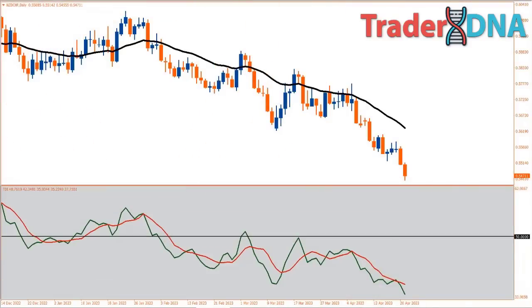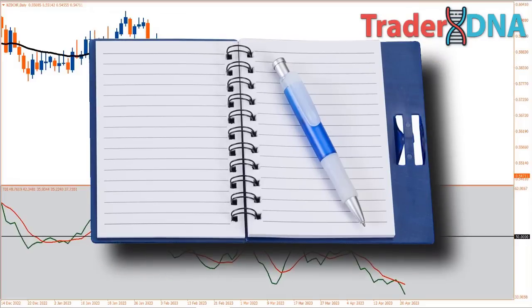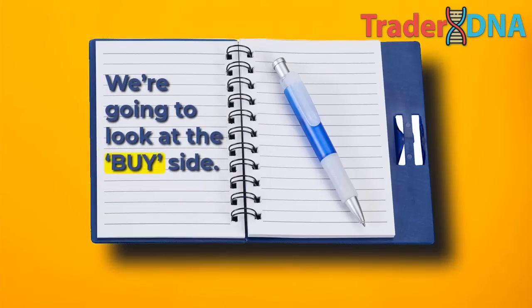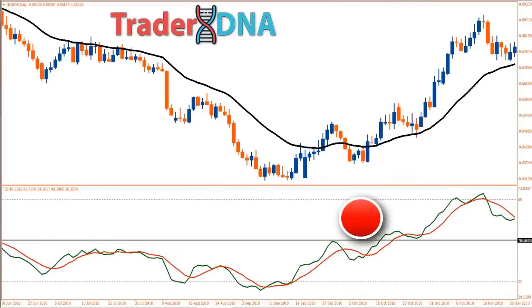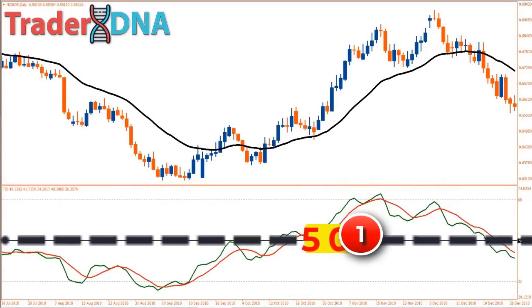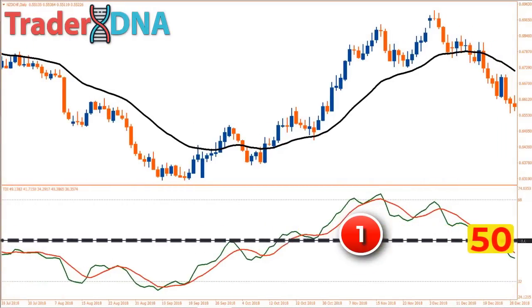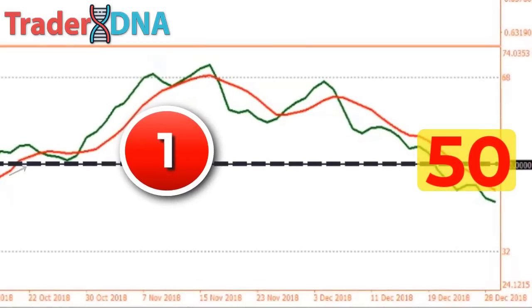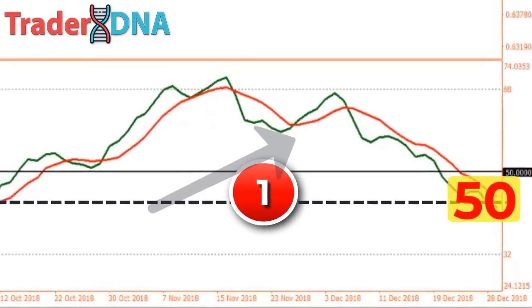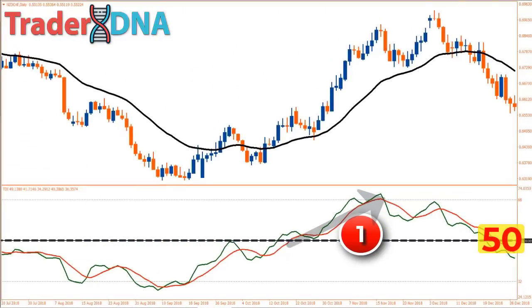Now, before we go any further, we always recommend taking a piece of paper and a pen to take notes on the rules of the scalping strategy. So, let's play the game. We're going to look at the buy side. Step number 1. Make sure that the TDI line is above 50. When the red line is above 50 and trending upwards, it indicates that the current market trend is bullish and has a high probability of remaining bullish in the medium or long term.